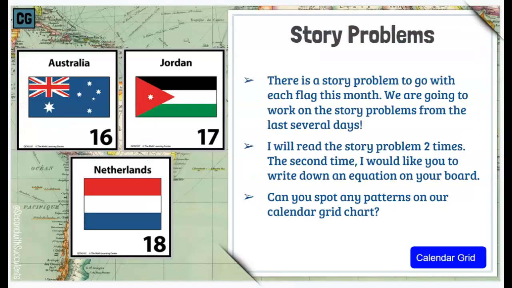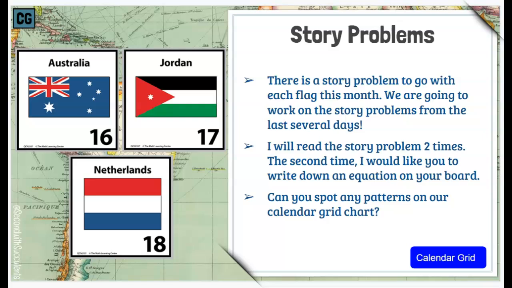We will have 3 more story problems to solve today. Remember, I will read the story problem 2 times. The second time is when I would like you to be writing down an equation that represents our problem. After that, we will work to solve the problem together. Today, we're going to focus on using the open number line to solve our story problems.